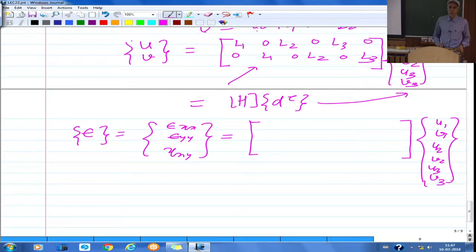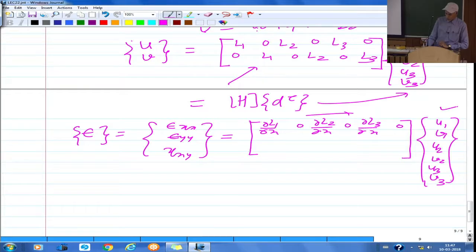So epsilon xx is del u by del x. Del u by del x would then be, here you will have del L1 by del x 0, del L2 by del x, then again 0, del L3 by del x, and then 0. So essentially when you multiply this first row with this vector, you get epsilon xx, which is del u by del x, equal to del L1 by del x into u1 plus del L2 by del x into u2 plus del L3 by del x into u3. So that's the same expression. Same way you can write for this. So this is 0 here, del L1 by del y 0, del L2 by del y 0, and del L3 by del y last.